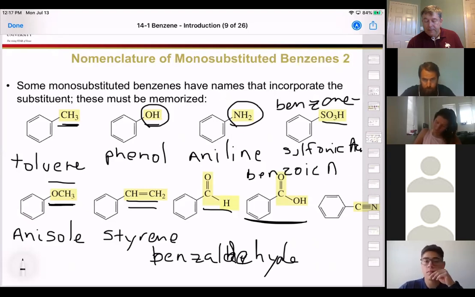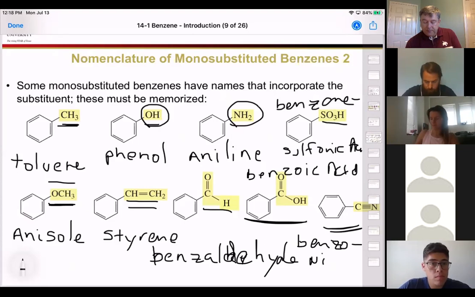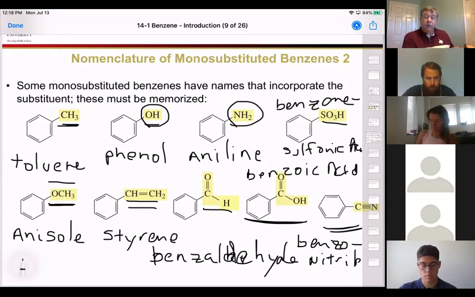And our last one right here is called benzonitrile, because that C triple bond N is sometimes called the nitrile group. And it's a carboxylic acid derivative, but we call it benzonitrile. It's all one word, but running out of space here. Nitrile with an E at the end. Okay, and all these are spelled correctly in the book, and on the slides on Canvas, so don't be afraid to double check there. Okay, so those are monosubstituted benzenes, and they're fairly easy to name that way.